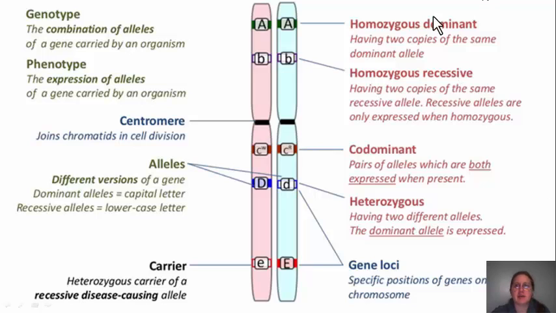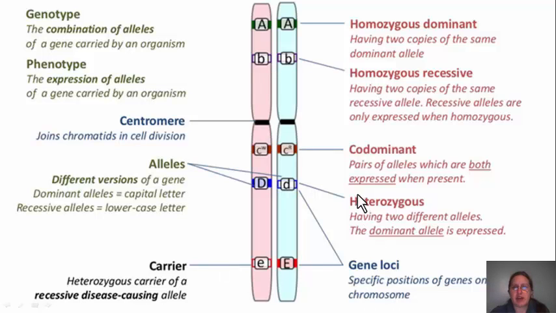The first most common is our homozygous dominant. This is having two copies of the same dominant allele, typically shown by a big letter, big letter. The opposite of that, homozygous recessive, is having two copies of the same recessive allele, little letter, little letter. Recessive alleles are only expressed in the phenotype when they are homozygous, when you have two of the same alleles.